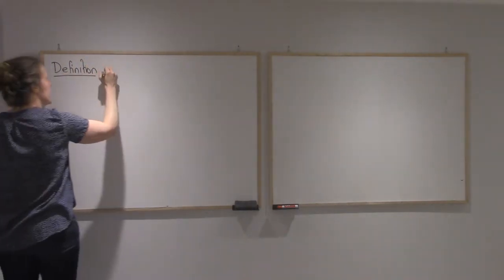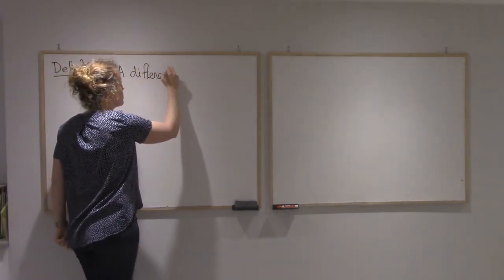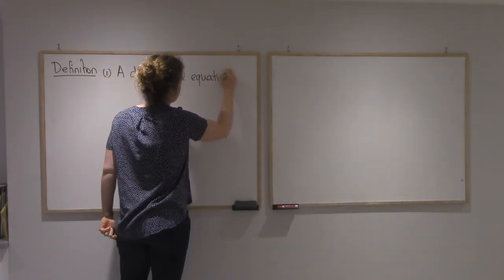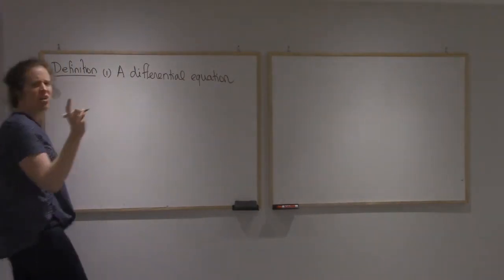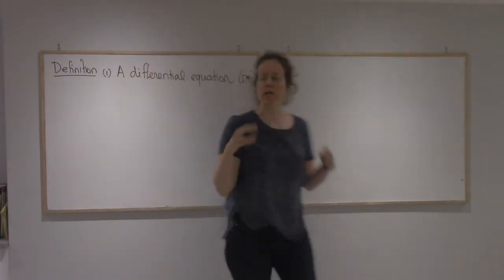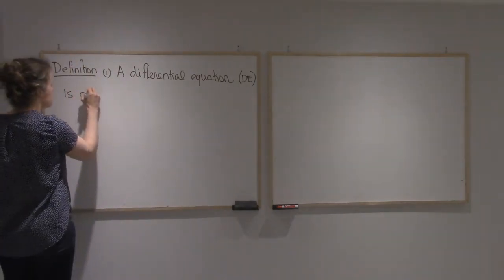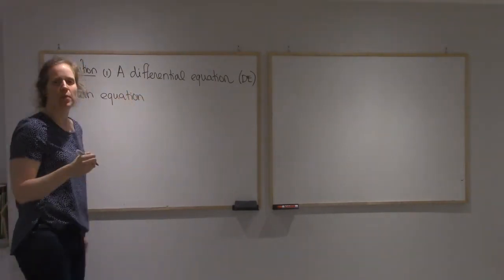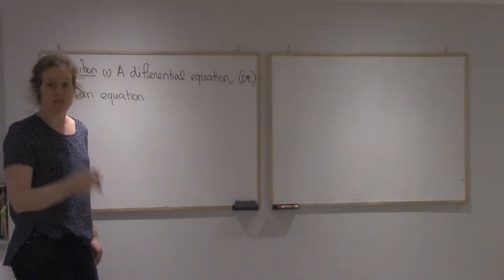So I'd say that a differential equation is, I'll often use DE just to shorten what we have to write. So a differential equation is an equation. It's not going to be an equation in a variable. The unknown will not be a variable. The unknown is a function.